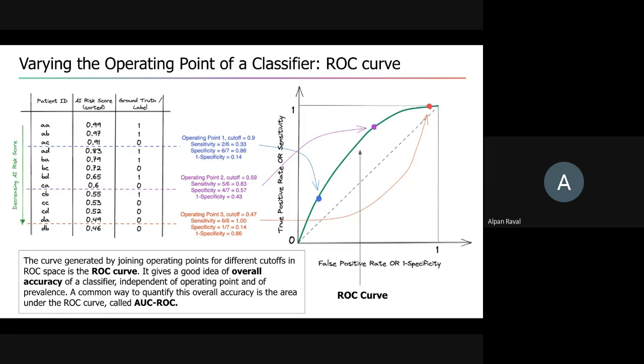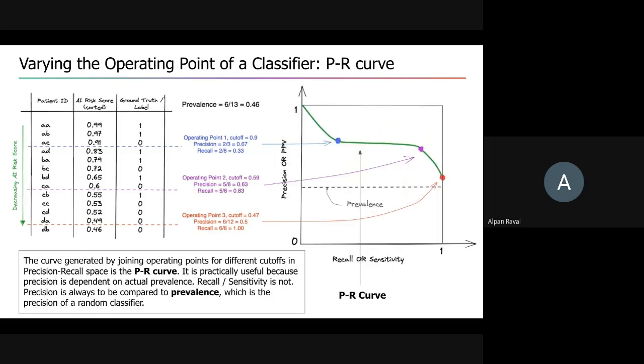But there are other metrics that do depend on prevalence, and they are precision, false discovery rate, accuracy, and so on. So there's another curve that's often used, which is called the PR curve, or the precision recall curve. Now, this is a curve where you have precision on the y-axis and sensitivity or recall on the x-axis.